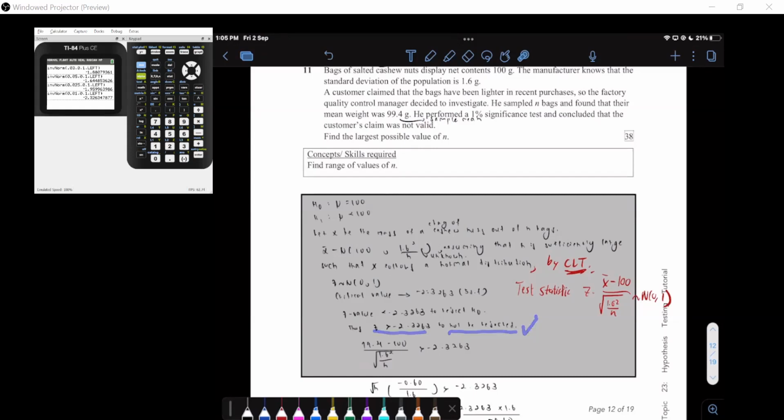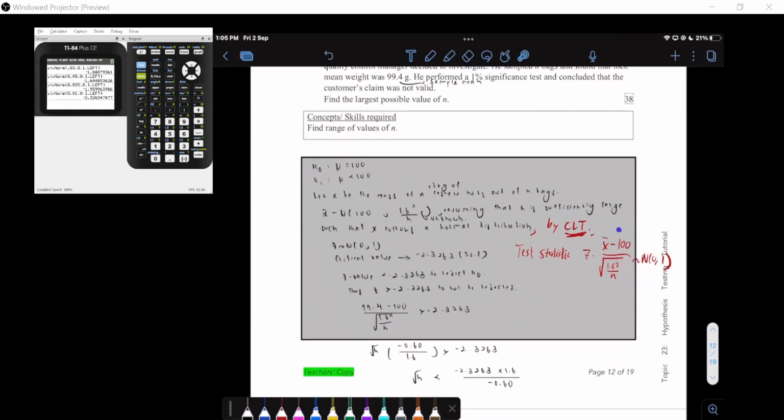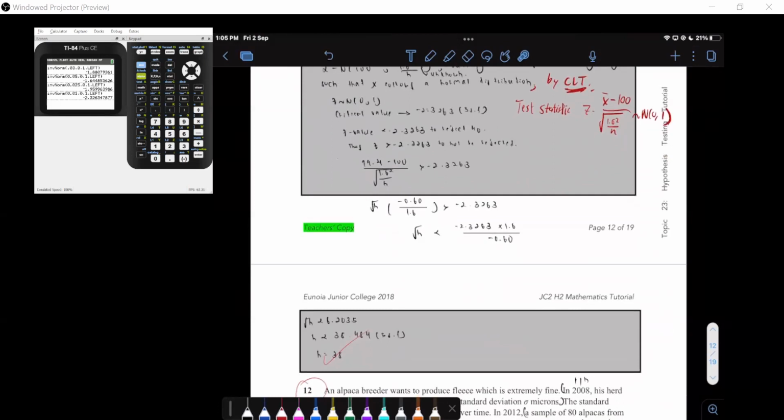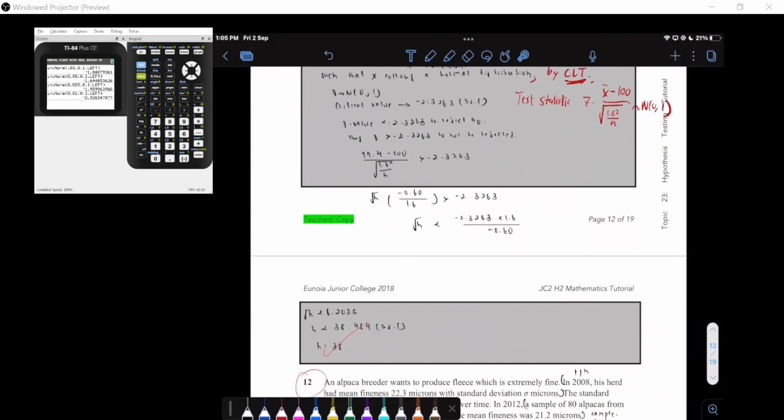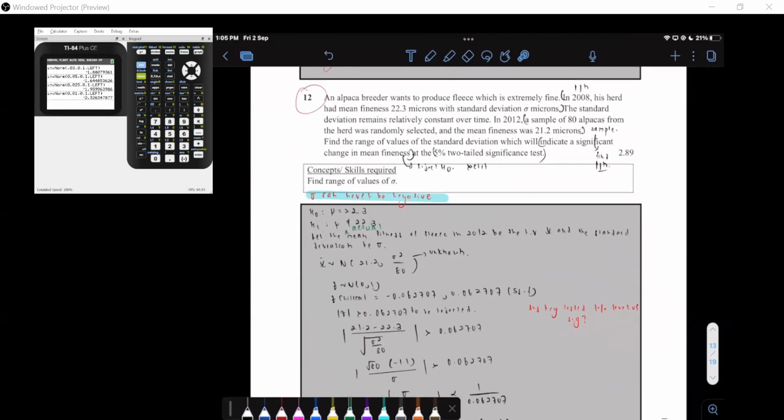Yes, correct. Then after that, you just take the test statistic, but you substitute the X bar with the value, which is 99.4 from here. Then you try to solve for N. And then you're able to obtain. Okay, this is correct. No questions? Okay. Let's see. Question 12.